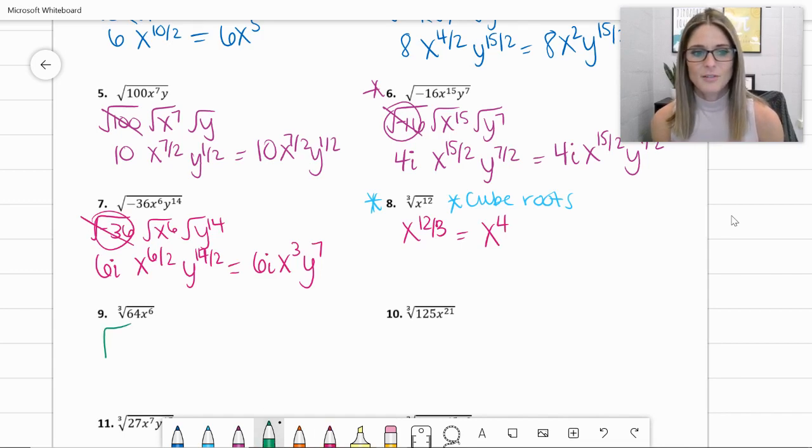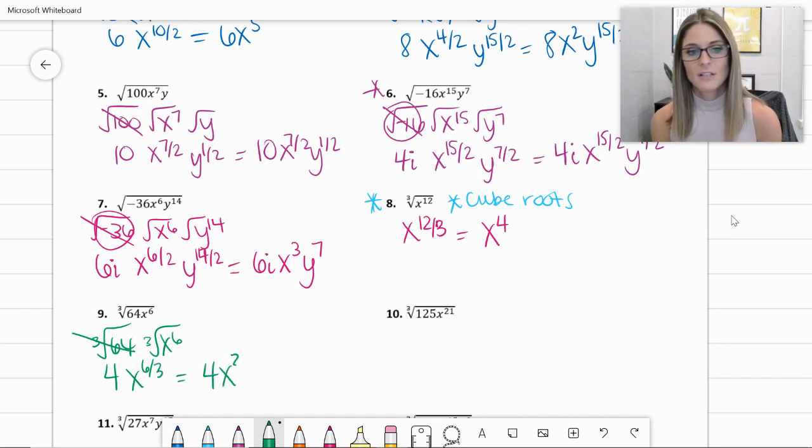Number 9, we've got two things. We've got a cube root of 64, and we have a cube root of x to the 6th. We made that list at the top. So the cube root of 64, that's a perfect cube of 4. And then I'm going to rewrite the cube root of x to the 6th as 6 over 3 there. So it's 4x squared when I simplify that rational exponent.